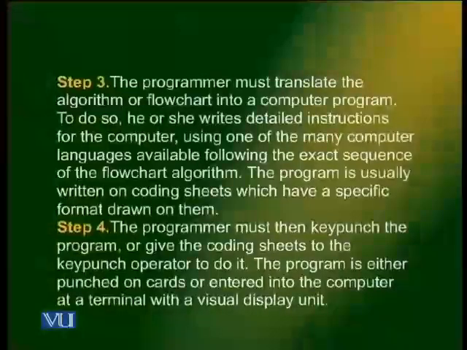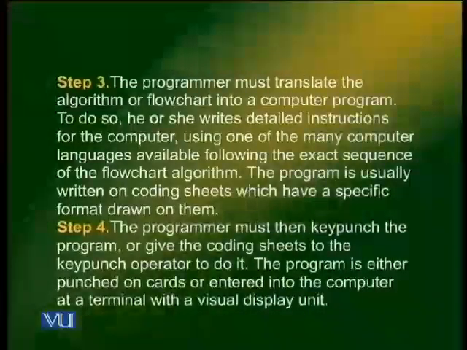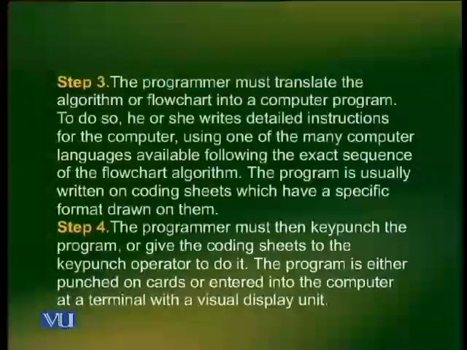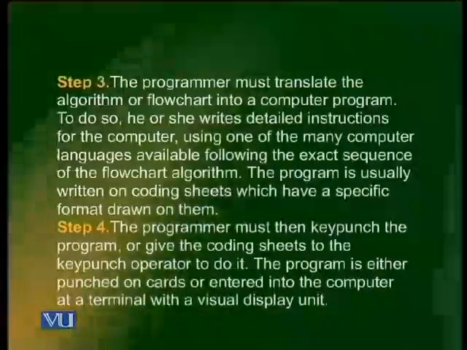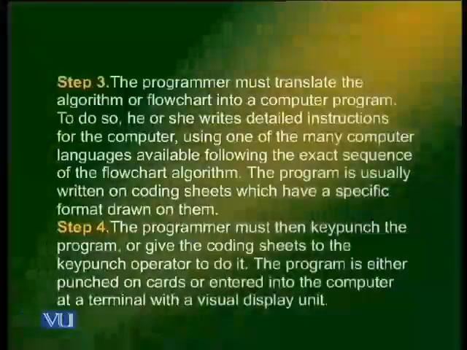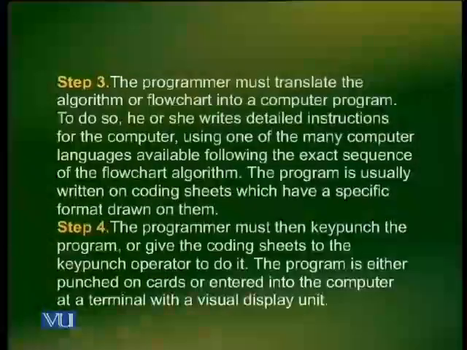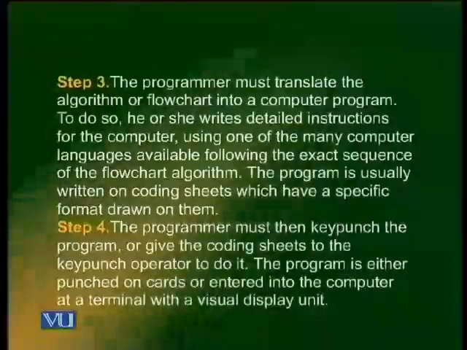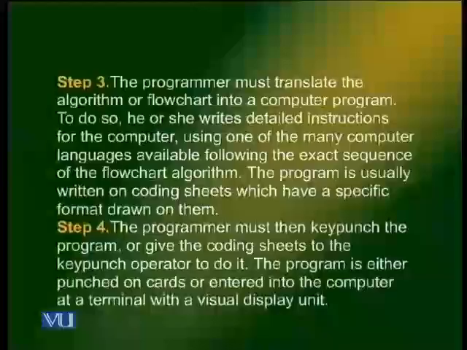Step number 4. The programmer must then key punch the program or give the coding sheets to the key punch operator to do it. The program is either punched on cards or entered into the computer at a terminal with a visual display unit. Step 5.